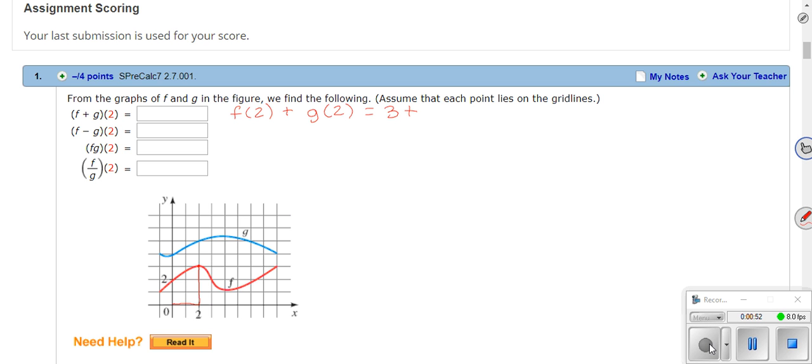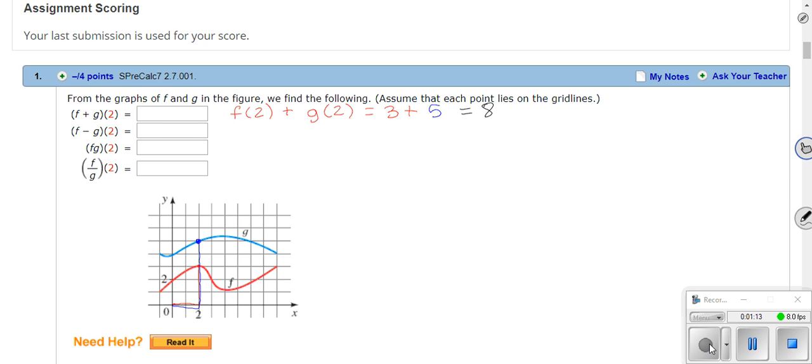G is the blue line. So if we go over to 2 and up to the blue line here on g, what does that equal? 5. So 3 plus 5 is going to give me 8. That would be my answer for that one. I'm not going to bother putting them in the box, but that's what you need to do for all of these.